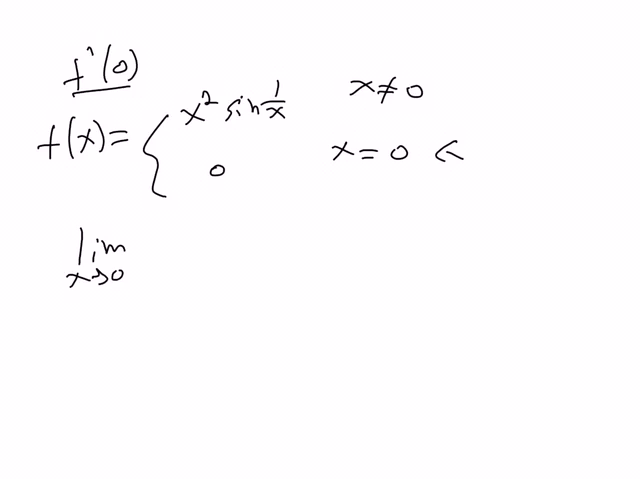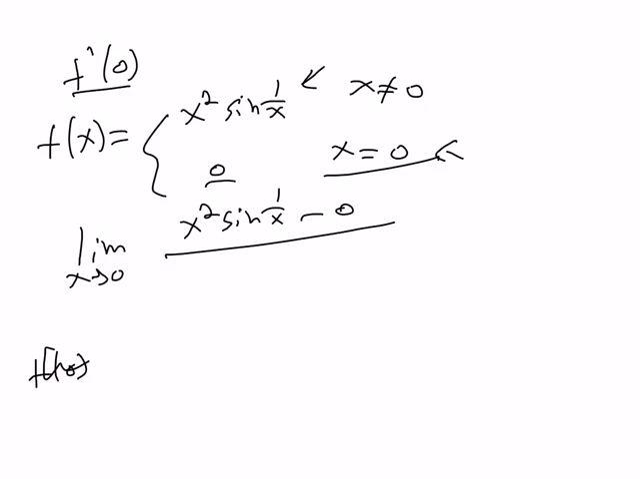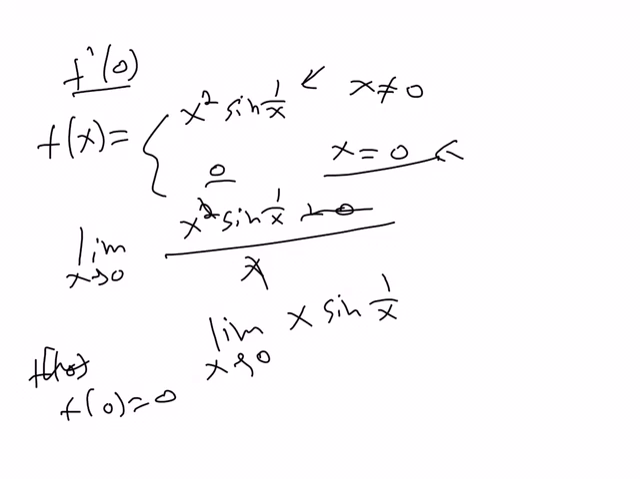of f of x, which in our case is x squared sine of 1 over x, minus f of 0, which if we just had this part, that would not be defined, but because at x equals 0 we're dealing with 0, we can just write minus 0, because that's f of 0, right? f of 0 equals 0, over x minus 0. And then these are going to cancel, so we're going to be dealing with the limit as x approaches 0 of x sine 1 over x.